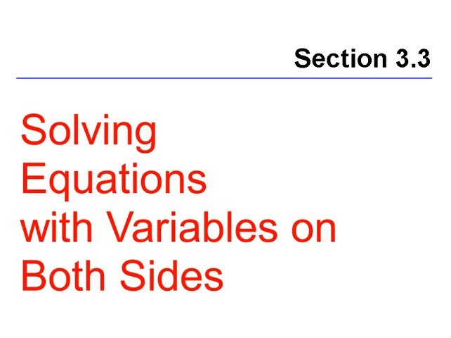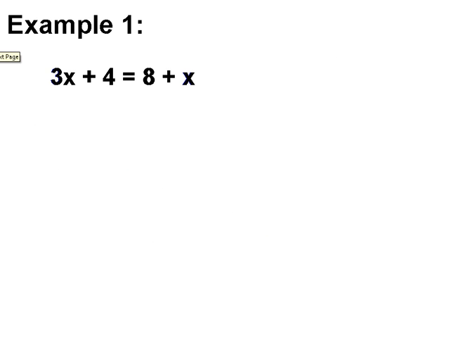Today we're going to look at section 3.3, which is solving equations with variables on both sides of our equal sign. So we start out here, and our very first example is 3x plus 4 equals 8 plus x. And we can see pretty clearly here that there is a variable on both sides of that equal sign.